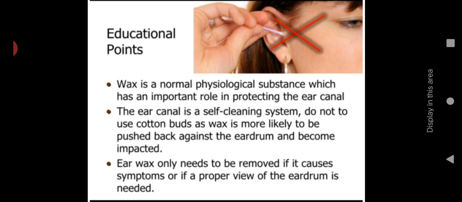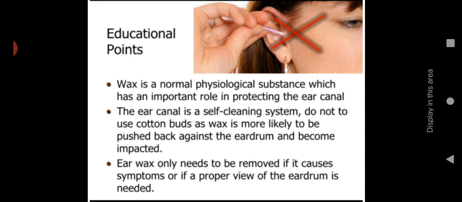Wax is a normal physiological substance which has an important role in protecting the ear canal. The ear canal is a self-cleaning system. Do not use cotton buds, as wax is more likely to be pushed back against the eardrum and become impacted. Earwax only needs to be removed if it causes symptoms or if a proper view of the eardrum is needed.